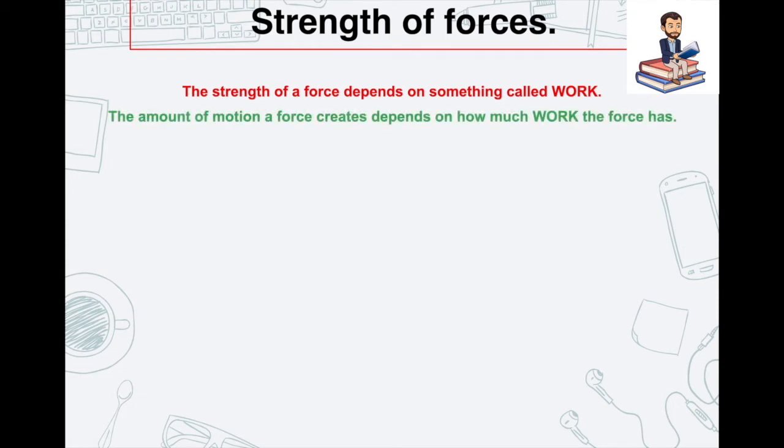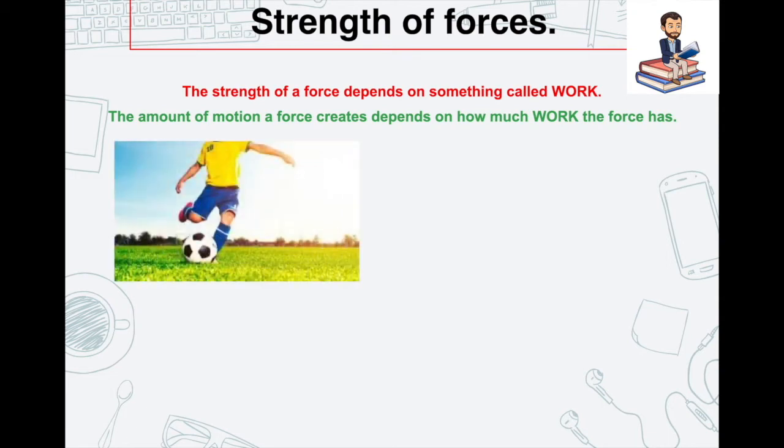So the amount of motion depends on how much work the force has. Does that make sense? I hope so. So the amount of motion a force creates depends on how much work the force has. All right. So let's have a little look at an example. We're going to use the football again. Okay, so if you kick the ball softly, what happens to the ball?